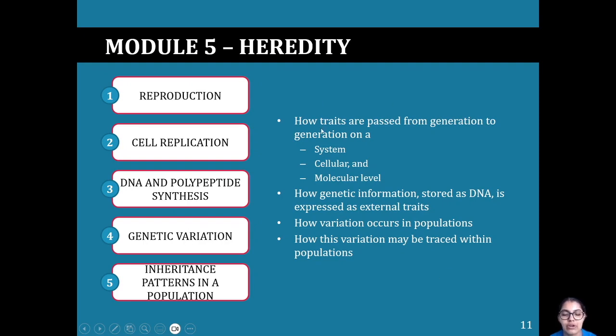So we are looking at how traits are passed from generation to generation on a system, cellular, and molecular level. Remember, we are considering how genetic information stored as DNA is expressed as external traits, and then we look at how variation actually happens in populations, and how we can trace this variation within populations to gather data and then act upon that data.